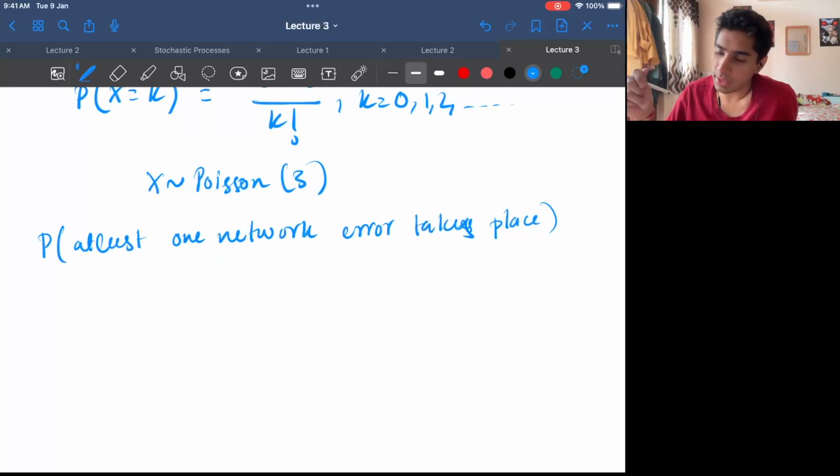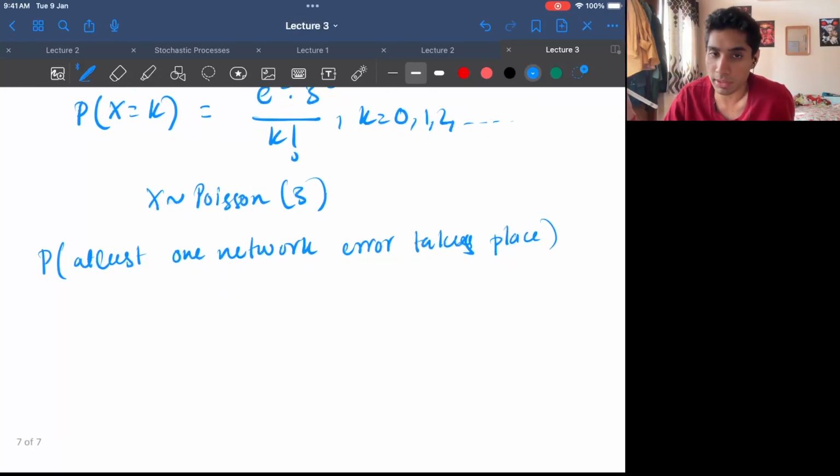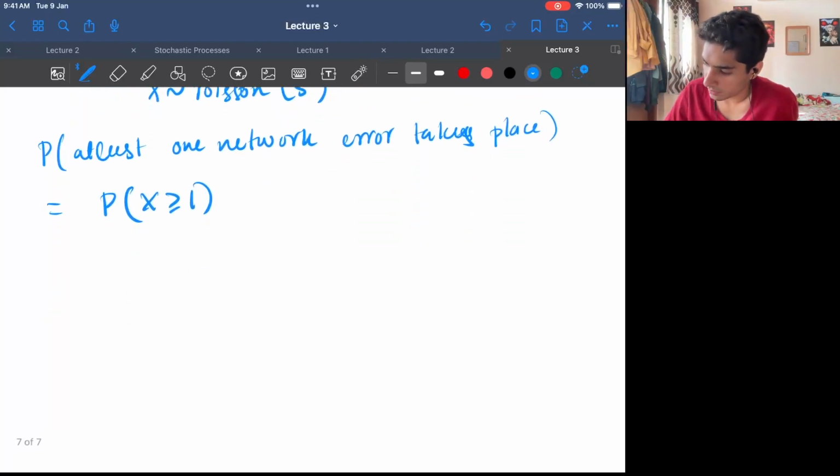So at least one network error takes place. That means that x should be at least equal to 1. It could be 2, it could be 3, or so on. But it should be at least 1. It should be greater than or equal to 1. So this is the probability of x greater than or equal to 1, right?